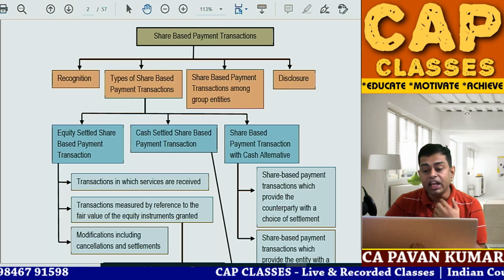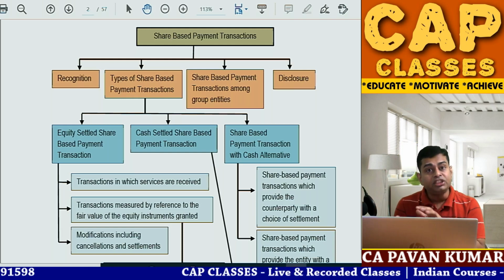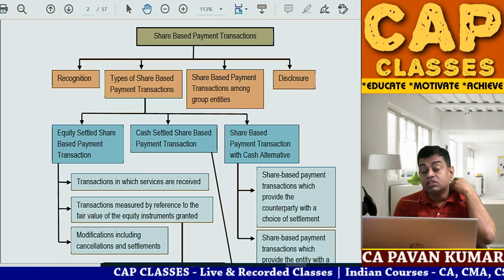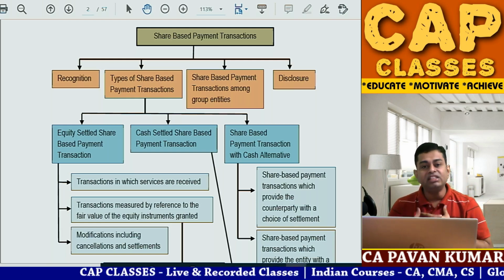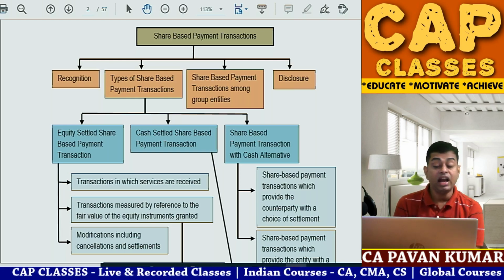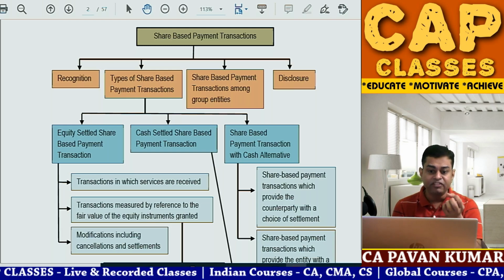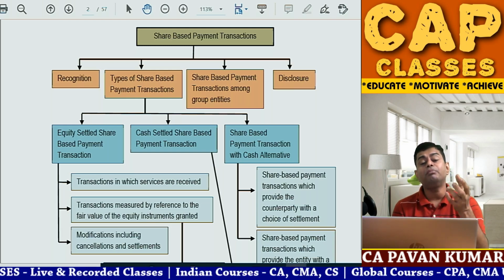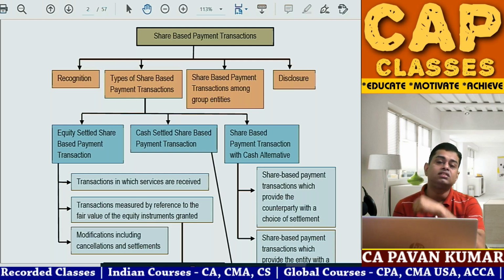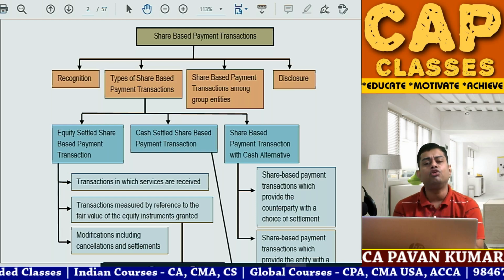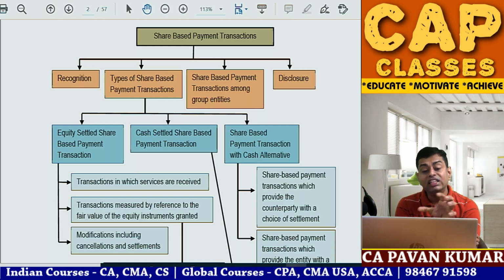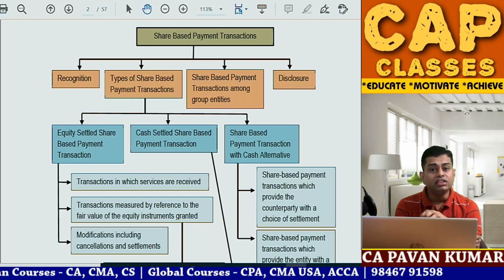Will it be settled in equity? Will it be settled in cash? Or will there be an option? Can the supplier choose, I want cash or I want shares? Can the employee choose, I want cash, I want shares? Or can the company say, I'll give you cash, or I'll give you shares? And how to disclose? And if there are transactions between group entities, where a parent company's employee is given options to buy subsidiary company shares at a discount, means at a price lower than the face value or lower than the market price, they are also covered. So all these things we'll discuss here.